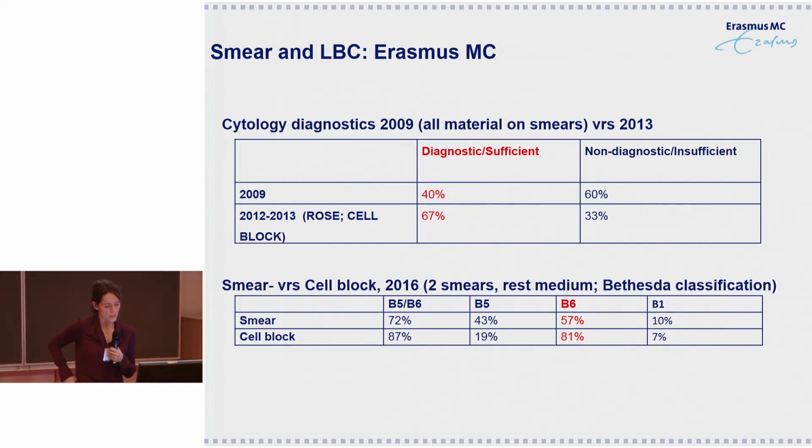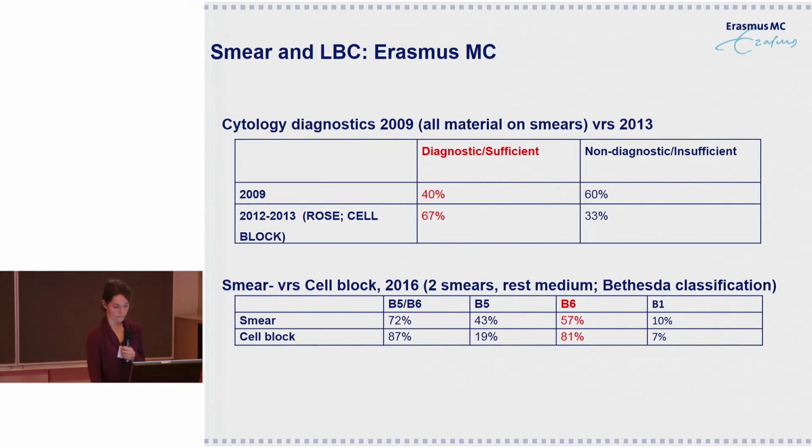Then we looked back in our data, 10 years ago. We only did smears, and the results were bad. We had only 40% sufficient material back in 2009. Then we had the cell block and on-site assessments, and the accuracy improved in 2012. And then in 2016, we have the registration with Bethesda classification, so 6 categories. And we have the cell block, and we are now approaching 80–85%, I think, of the samples being adequate and with a good accuracy.